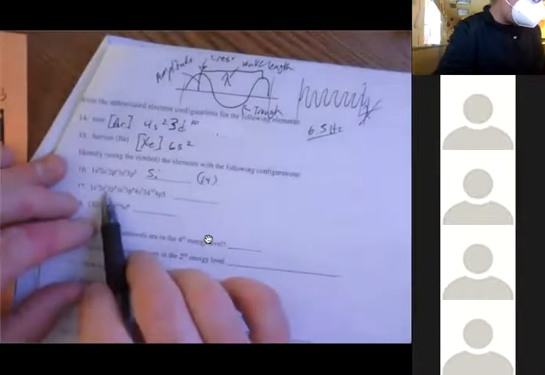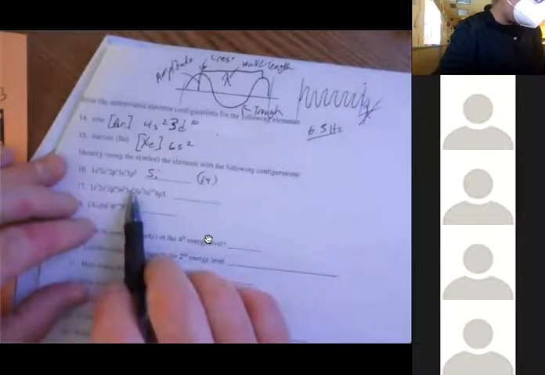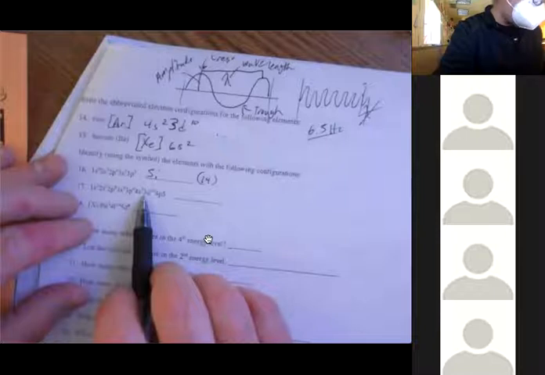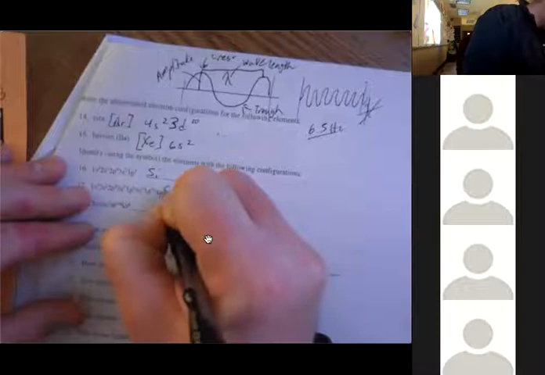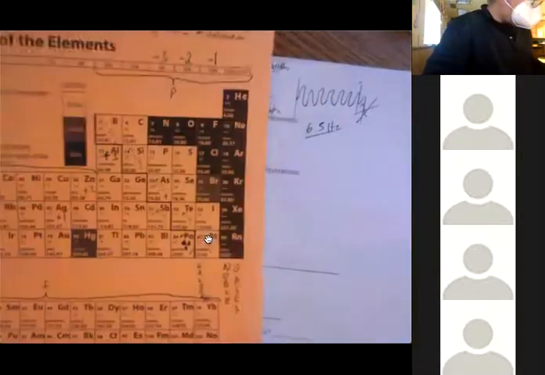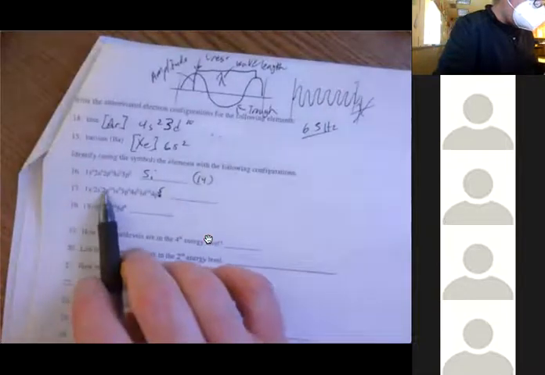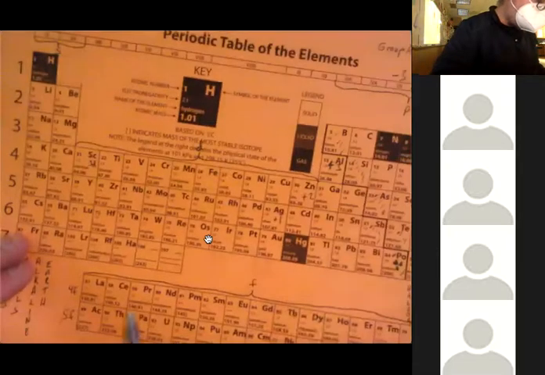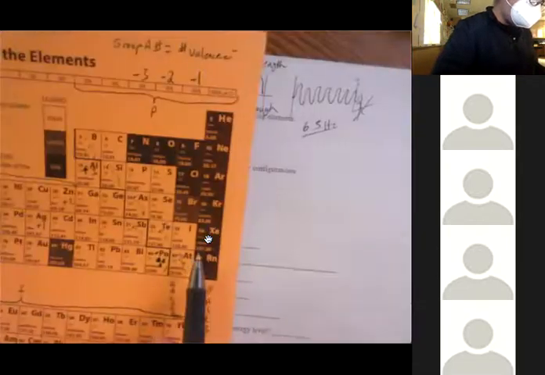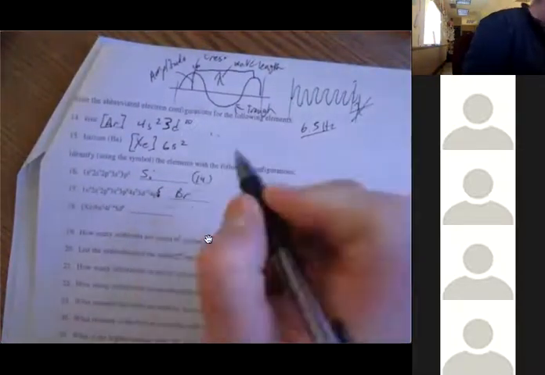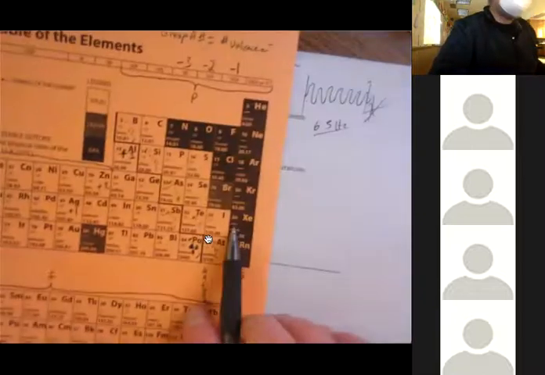2 plus 2 is 4, plus 6 is 10, plus 2 plus 6 plus 2 is 20, plus 10 is 30. And this should be an uppercase 5. Let's see one more time. 10, 20, 35. Who is 35? 35 is bromine. Xenon. Xenon is 54.